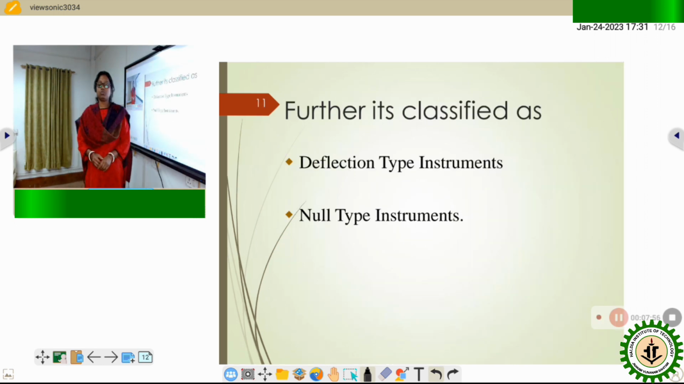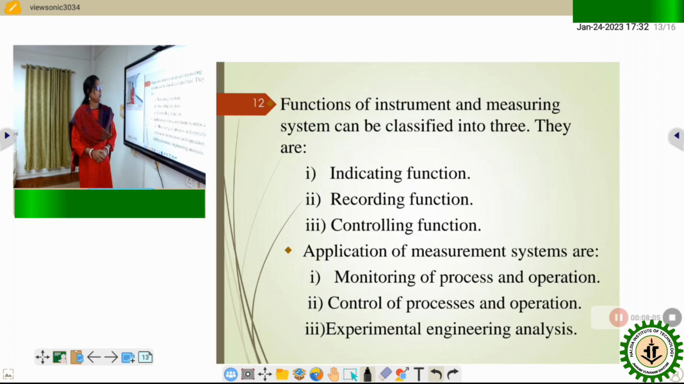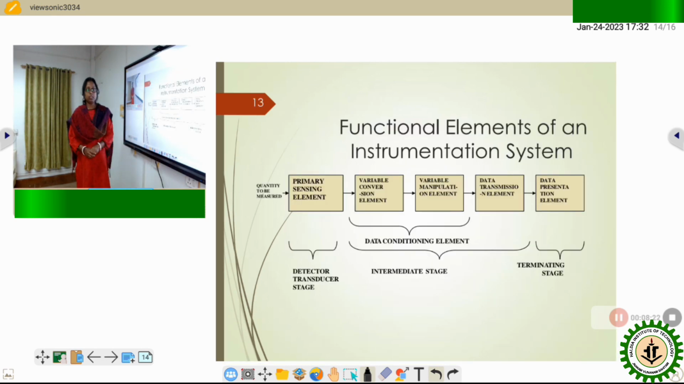Further, these instruments are also classified as deflection type instruments and null type instruments. The functions of instruments in a measuring system are also classified as indicating function, recording function or controlling function. So these different types of functions are also included in the measurement part. We will deal with all these in module number 2.